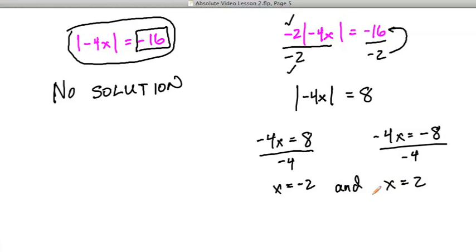Even though it started off as a no solution problem, once I had some stuff involved, the stuff got rid of the no solution. And now I am able to solve it.